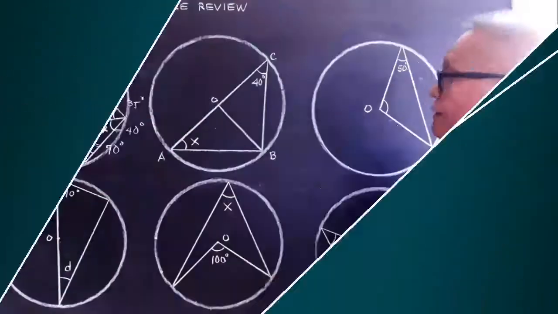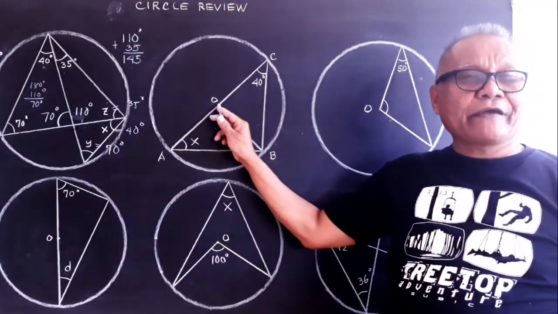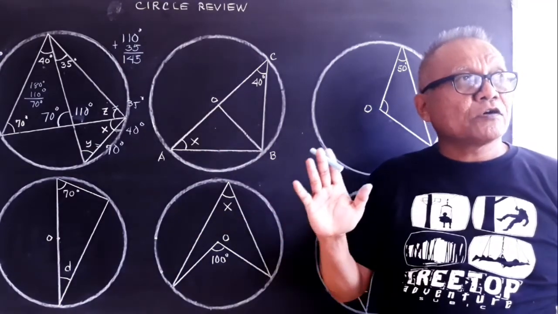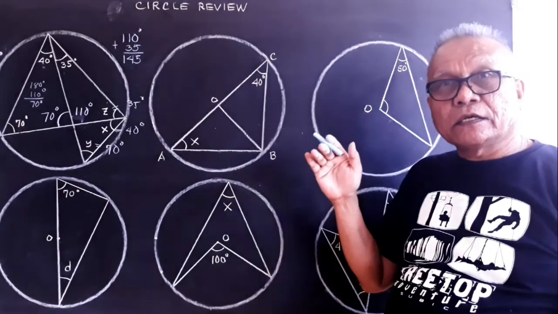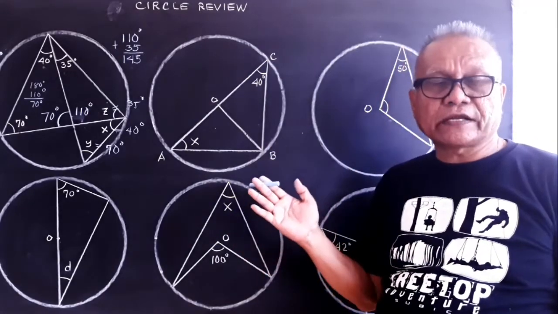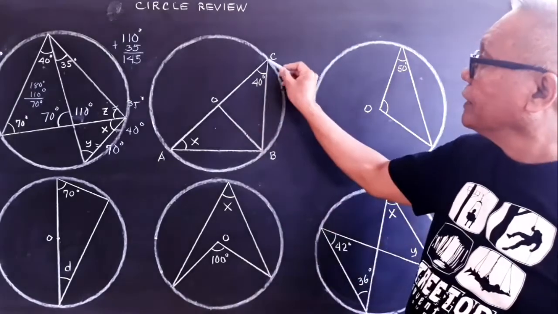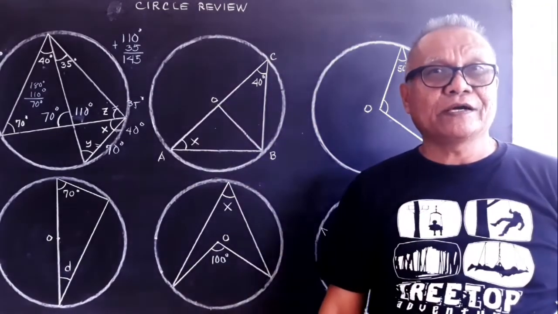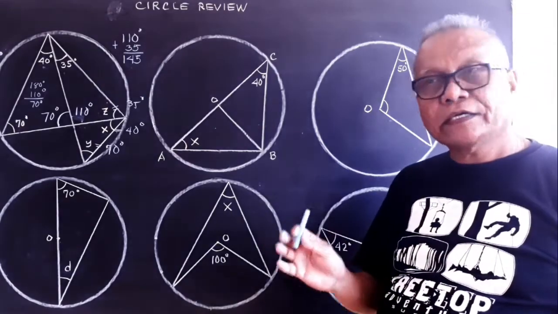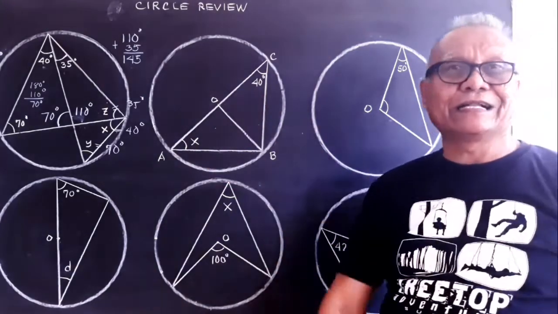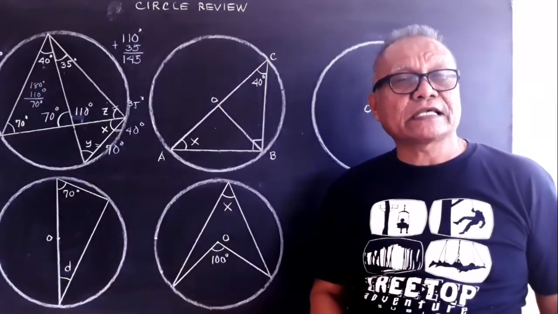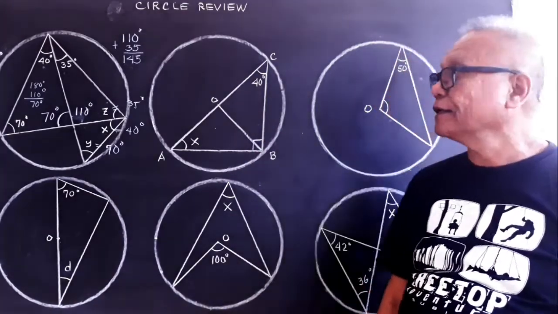Okay, let's have this one. Oh, we have the center of our circle. Now when you see the center of our circle, you look for the diameter and the radius. So here, oh, we have the diameter. Therefore, look for the triangle. We have a triangle. So you can easily put here the 90 degrees because that triangle is a right triangle.